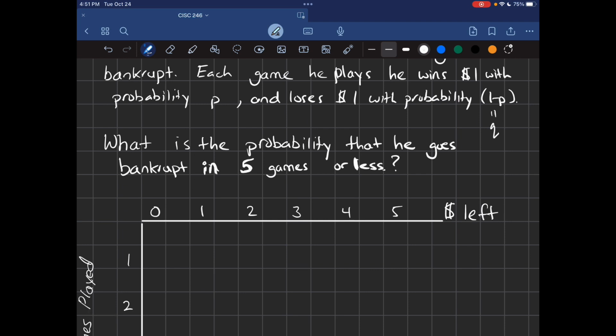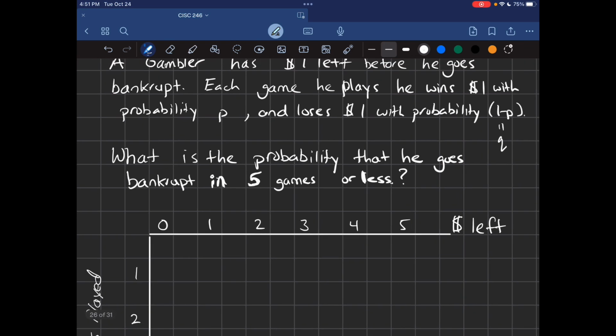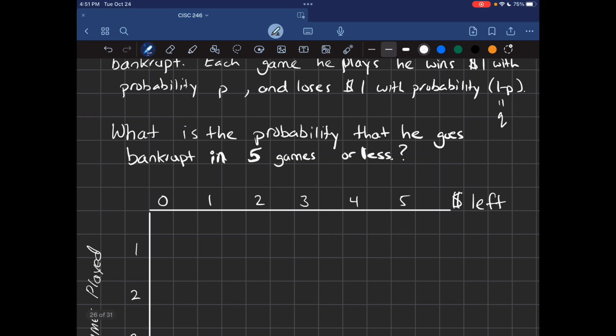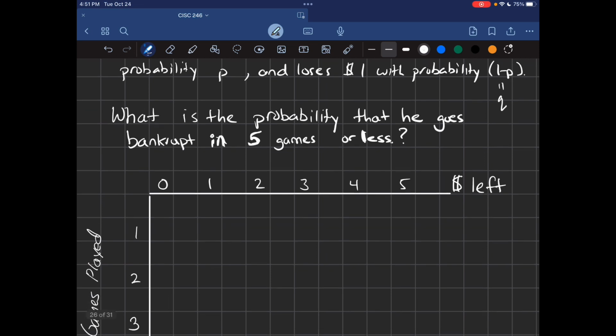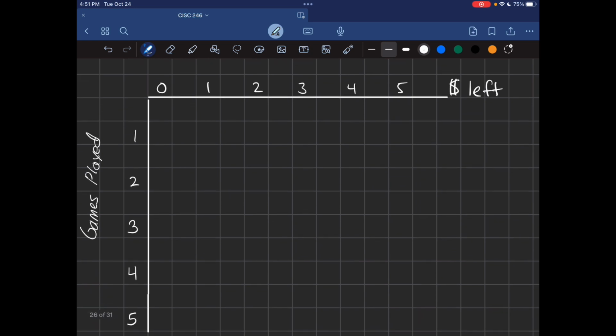Through this problem, you'll get a good practice of your multiplication rule and just thinking sequentially through a problem that on the surface seems pretty difficult, but if we break it down into smaller problems, it can be done quickly. All right, so I made a grid here to visualize this, which is a really good problem solving technique. We have dollars left, so we're starting right here at 1. And then we have our games played as we move down the tree.